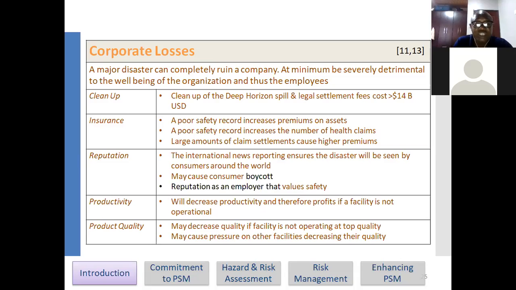I've talked about reputation. If a company's reputation is bad, it could lead to boycott. People may boycott their product. People may not want to buy their product. Then there is the reputation of an employer that values safety. If a company does not have a good record of safety, you see people saying, no, I can't work with that company. That company, when we work there, less than 2 years, you die. The company is already losing reputation because they don't have a good safety record.